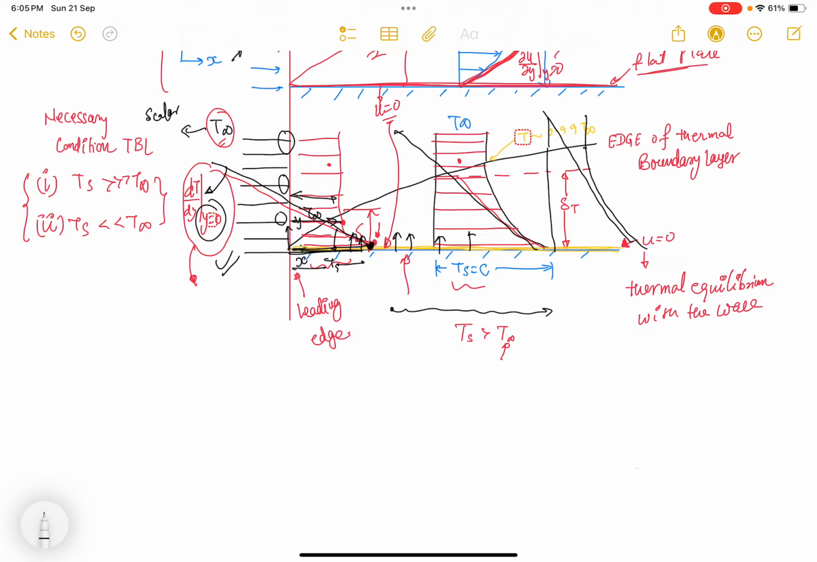So along the plate the fluid will become slower and hotter, slower because of friction and hotter because of thermal energy entering into it, right? So temperature gradient decreases along the plate.